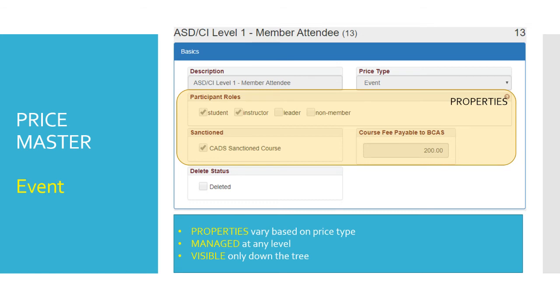So the properties are based on the price master. Now, the price masters can be set up by anybody, but they're only visible to the club that set it up and their children. So for example, if CADS sets up a price, it's visible to everybody in the organization. If NCD sets up a price, it's visible to NCD and clubs below NCD, but it's not visible to BCAS. So depending on where the price record is set up, it controls the visibility.